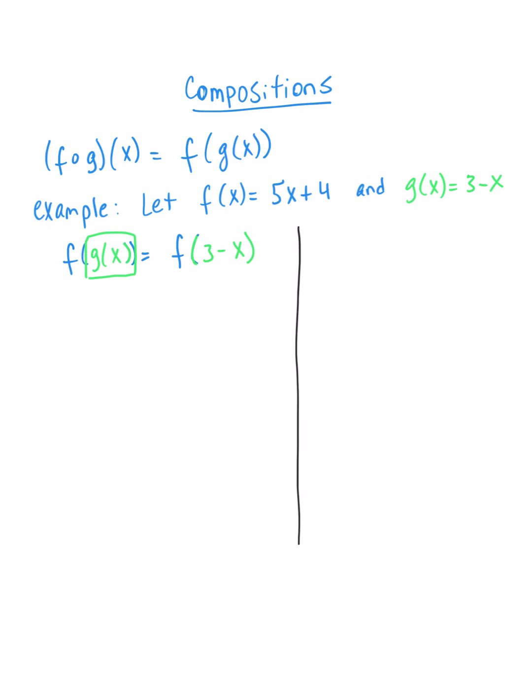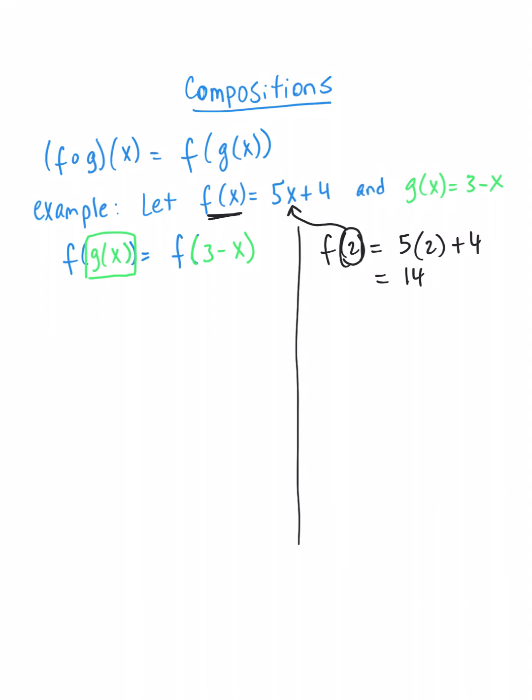To make this process easier, I want to do a simpler problem first, and then we'll get back to doing our problem f of 3 minus x. But I want you to see the similarity. So let's just say you're finding f of 2. Now you would just take this 2 and substitute it in for the x in f of x. So you would say that's 5 times 2 plus 4, which is 10 plus 4, which is 14.